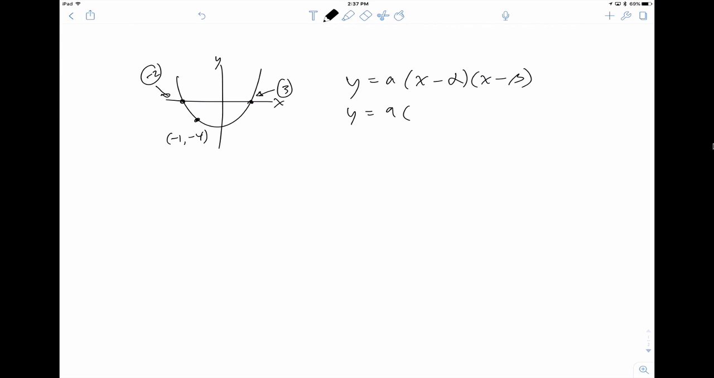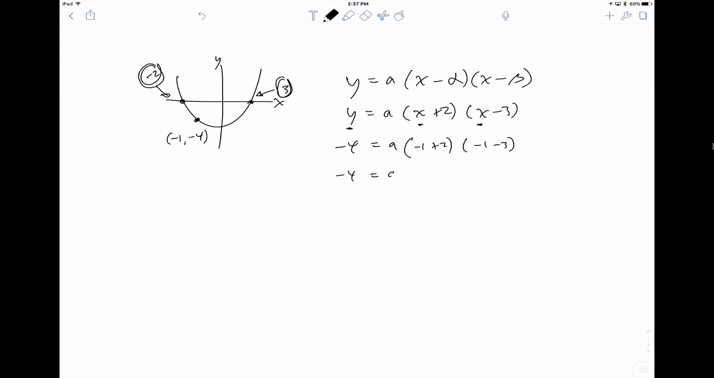That looks like a 9, it's supposed to be an a. This and this in their negative form. So x plus 2 into x minus 3. And then we replace the y and the x with the y and x of our point. So minus 4 equals a onto minus 1 plus 2 onto minus 1 minus 3.